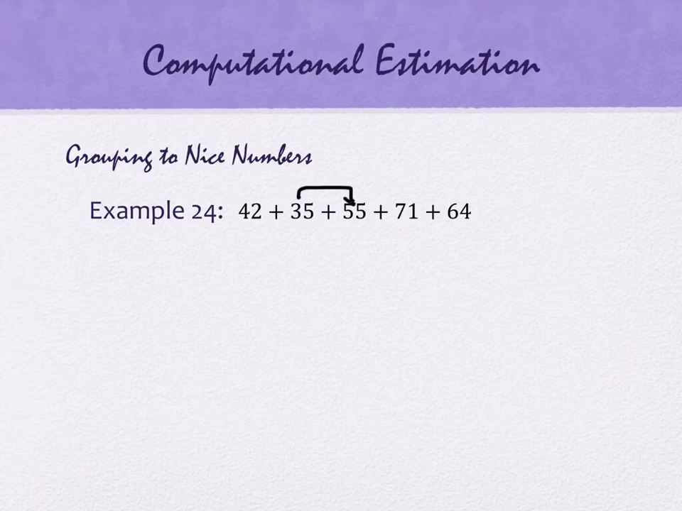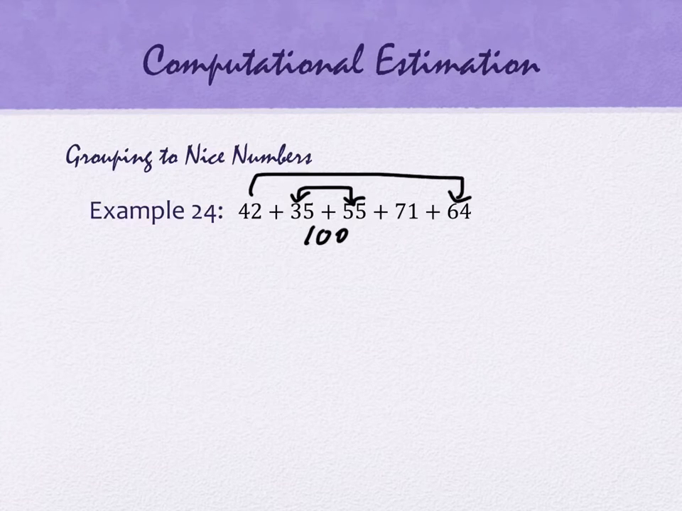35 and 55. That's pretty close, right? Okay, so that's about 100. Any others? 42 and 64, it's about 100. And then I've got the 71 left over right here. So this is about 270.